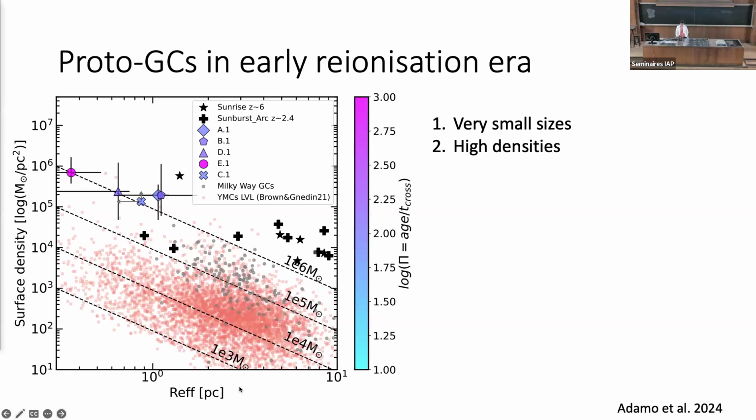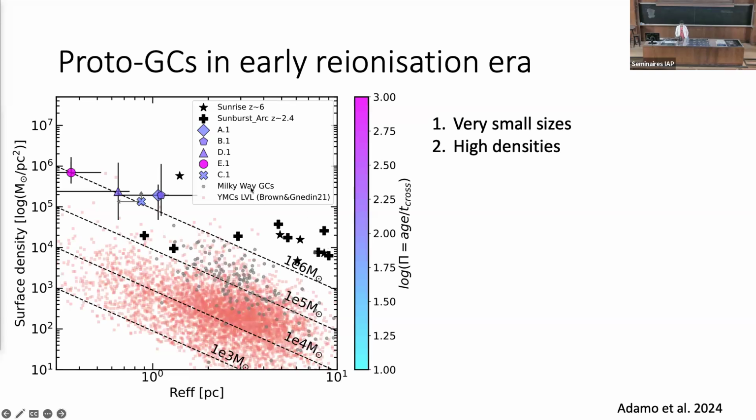So here you see the sizes and surface stellar densities. This pink cloud is the local young star clusters in the galaxy I showed at the beginning. The median mass of these clusters is 10 to the 4, and they are sitting in a stellar density of a few times 10 to the 2. While the gray dots here are the globular clusters. We know their median mass is 10 to the 5 solar masses, and they have a density of a few times 10 to the 3.